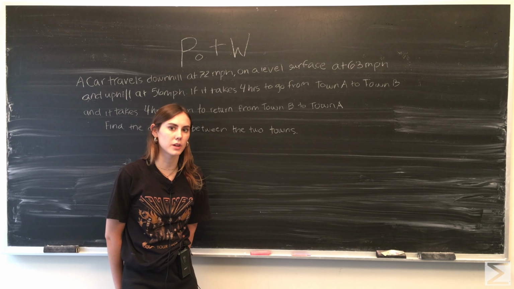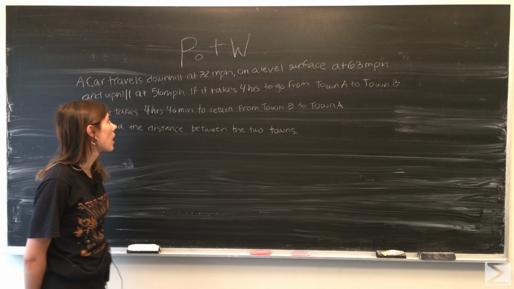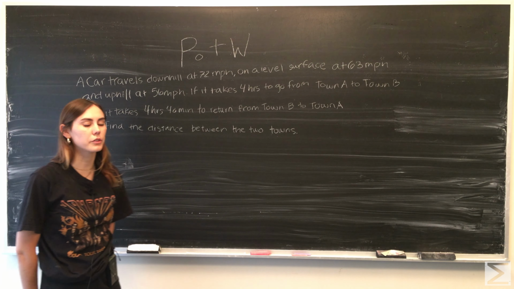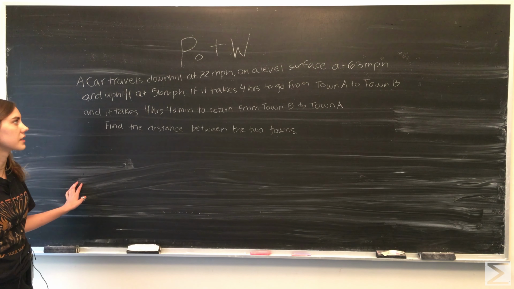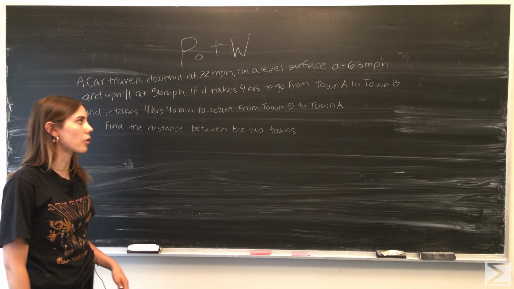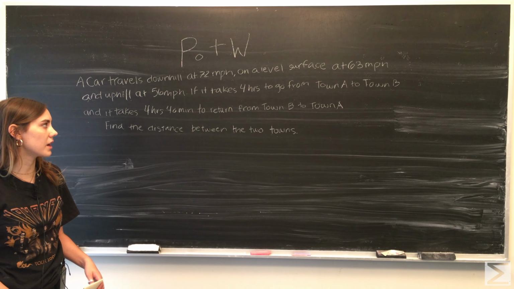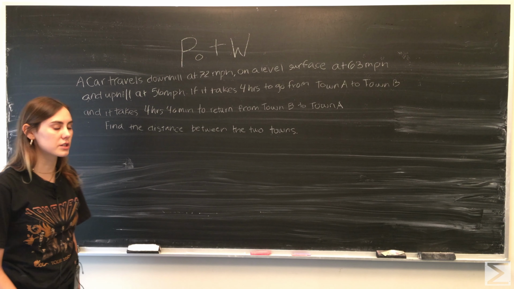This week we're going to be doing a short little problem of the week that has to do with distance. So the problem is: a car travels downhill at 72 miles per hour, on a level surface at 63 miles per hour, and uphill at 56 miles per hour. If it takes 4 hours to go from town A to town B, and it takes 4 hours 40 minutes to return from town B to town A, find the distance between the two towns.